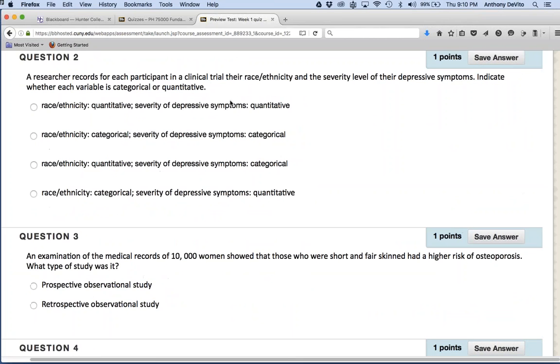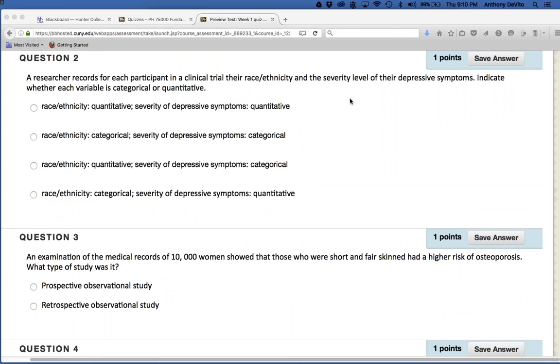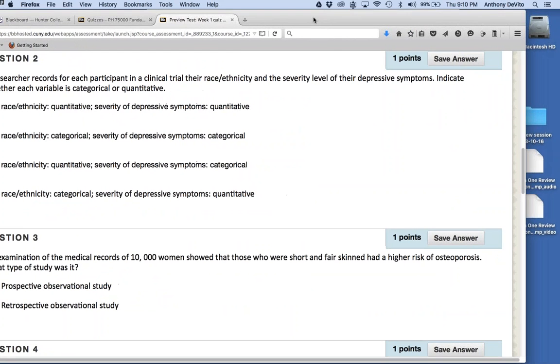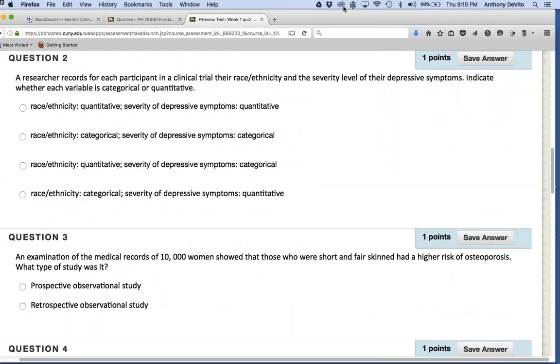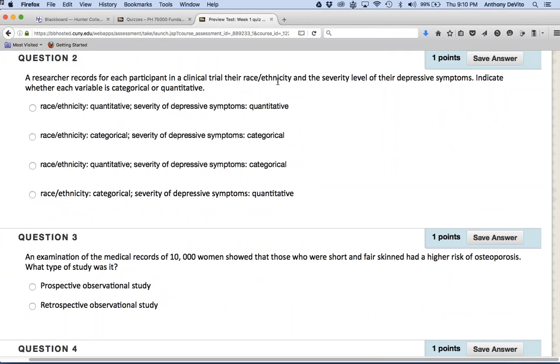A researcher records for each participant in a clinical trial their race or ethnicity, and the severity level of their depression symptoms. That might be like a scale, like 1 to 10 or something like that. Indicate whether each variable is categorical or quantitative.